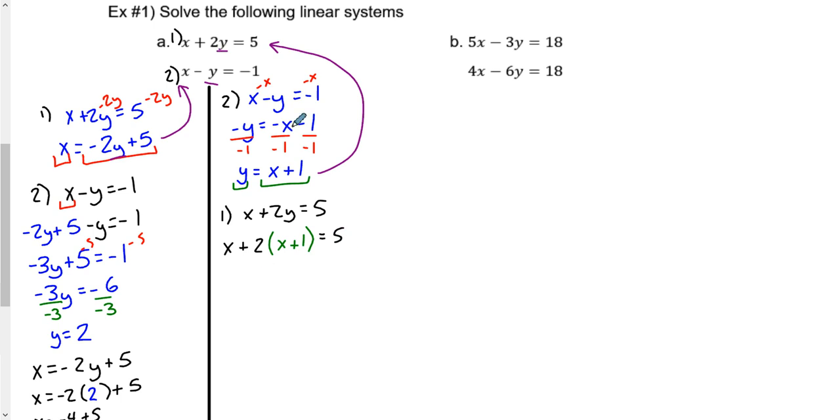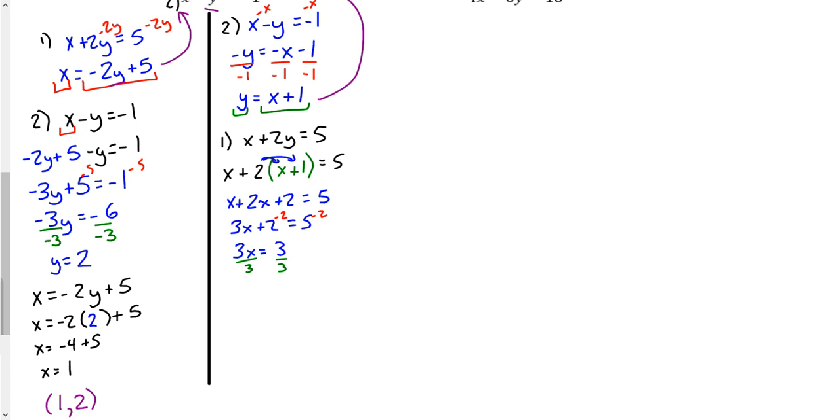Which means I can then go further. And at the same time, I make sure that I do my distribution correctly. Sometimes I have to double check, make sure it still should work. And then I can combine my like terms. I have 3x plus 2 equaling 5. Get the x by itself, so I can subtract 2. 3x equals 3. And divide by the 3. X equals 1.